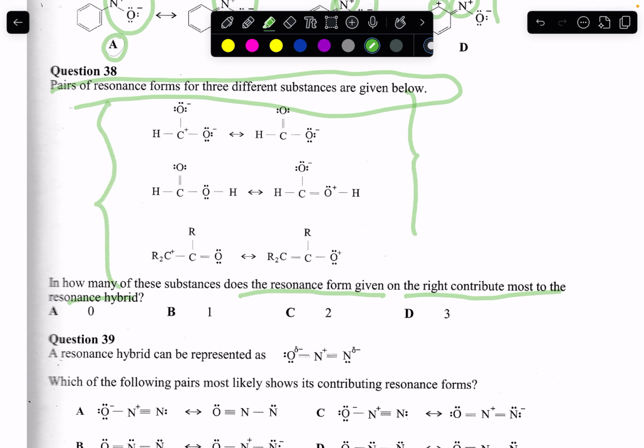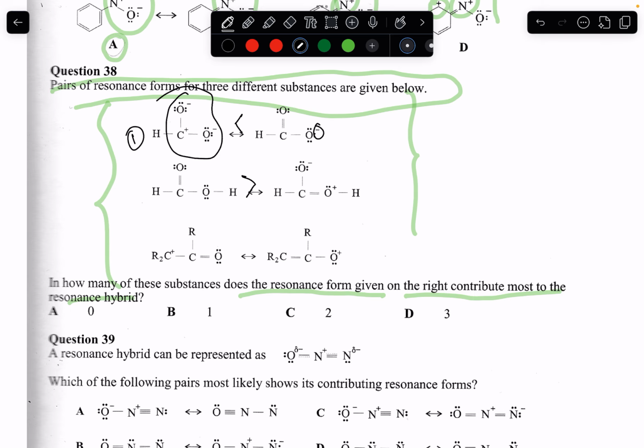So if you look at the very first pair, the one without charge is more stable than the one with charge. Here you have more charges, you can see 1 plus 2 negative, and here we have just 1 negative. So this one is more stable. In the second one, the left one has no charge while the right one has 1 plus and 1 minus, 2 charges. So this one is more stable.